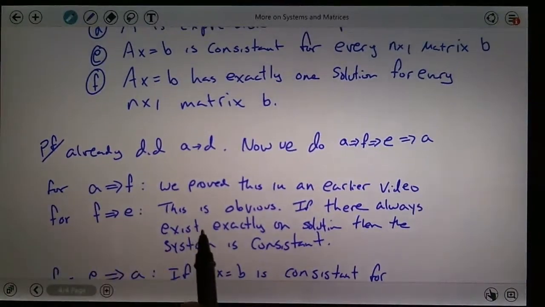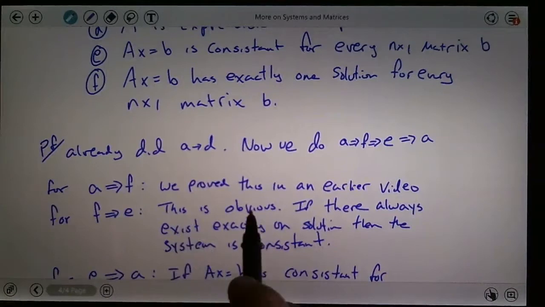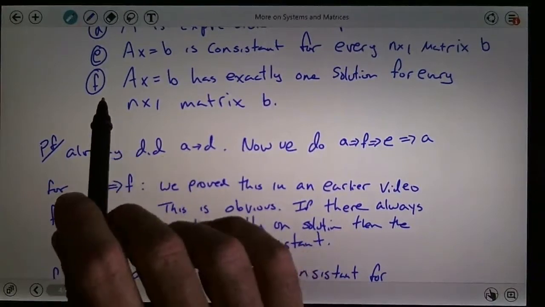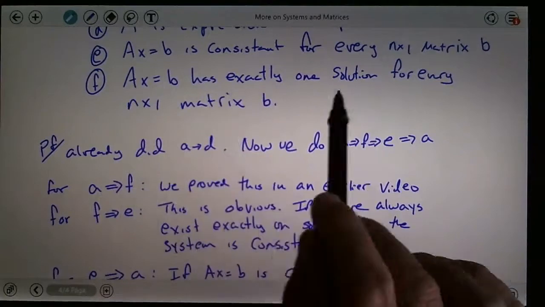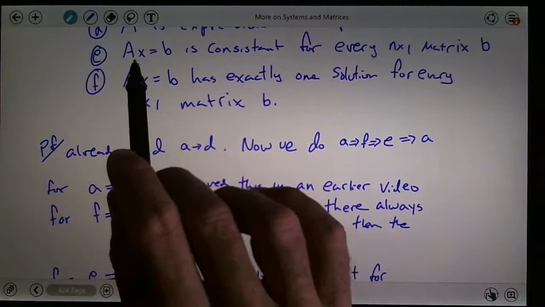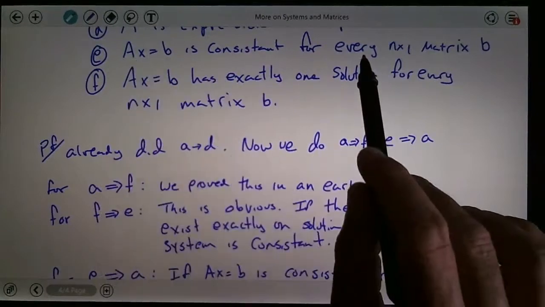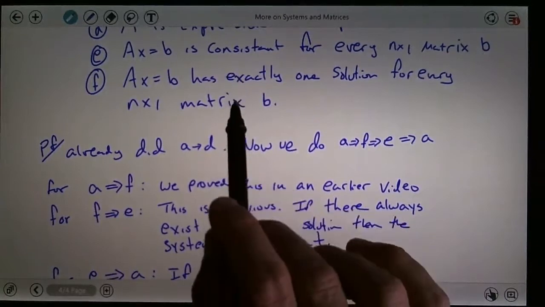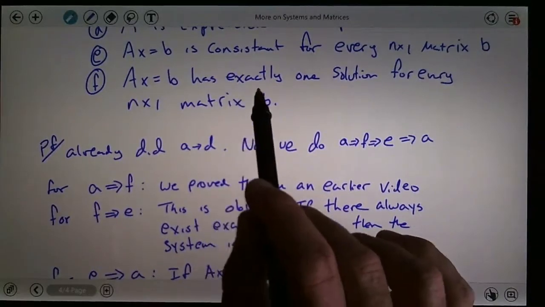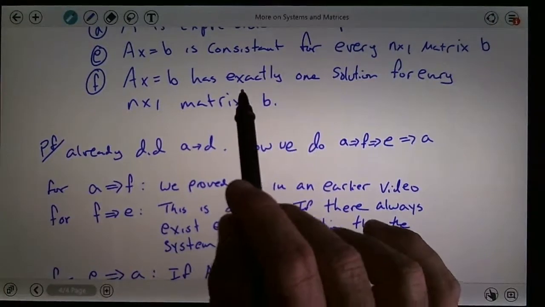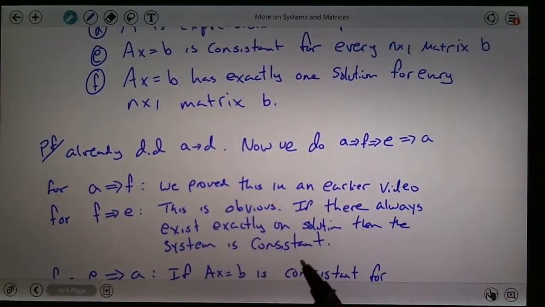obvious, although I'm a little nervous every time I say that because I know that professors have a habit of saying things are obvious when it's obvious to them, but not obvious to the student. But let's look at what F says, that this system has exactly one solution for every n by 1 matrix B. This says that this system is consistent for every n by 1 matrix B. Well, to be consistent means you have to have one or more solutions. Well, if you already know that you have exactly one solution, then you have one or more. So certainly if F is true, then E has to be true as well.